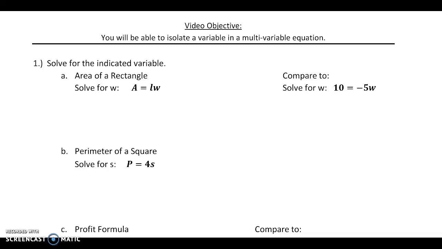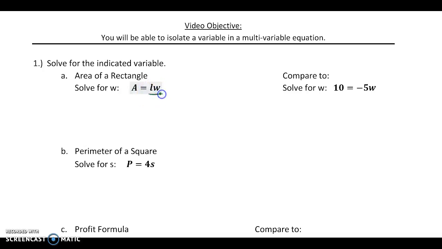Hi everyone. In this video we are going to learn to isolate a variable in an equation with more than one variable. So let's start with A. It's going to start basic and work our way up. So in A we have the area of a rectangle formula, which is A equals L times W.